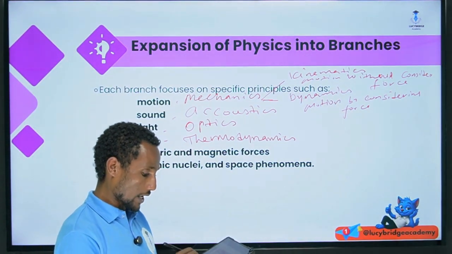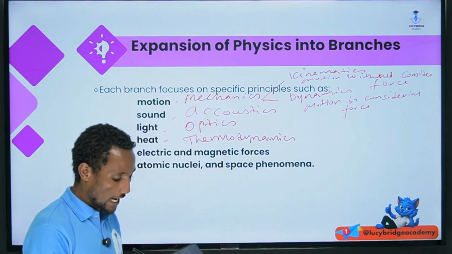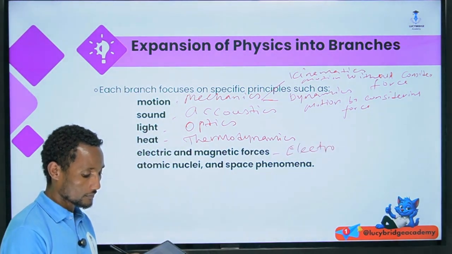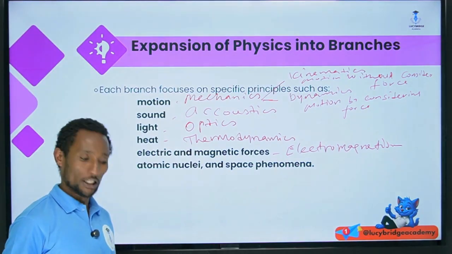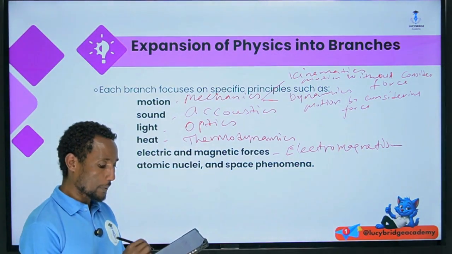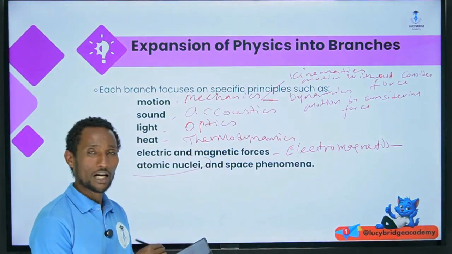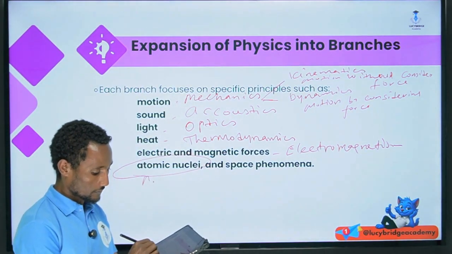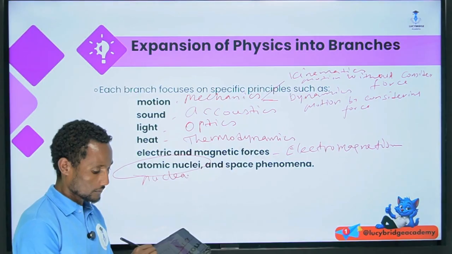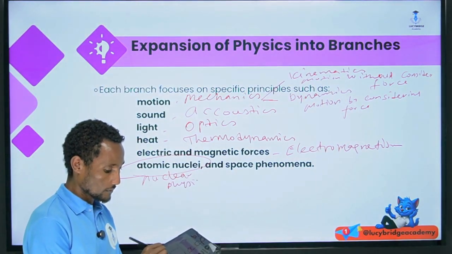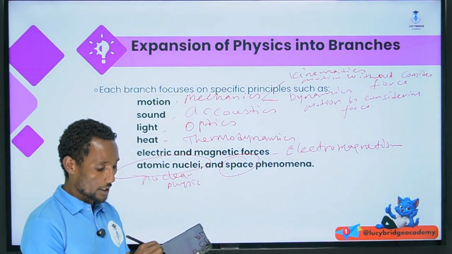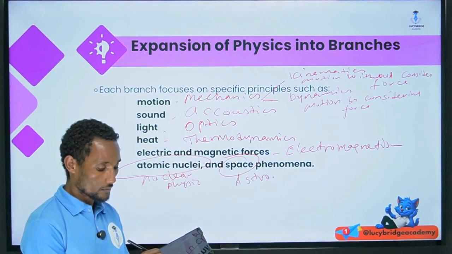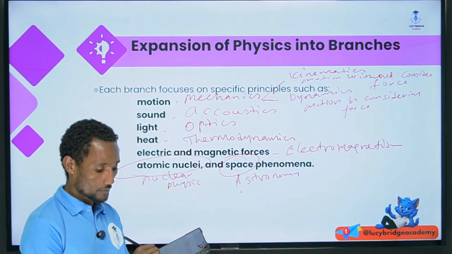Whereas electric and magnetic force is about electromagnetism. And atomic, nuclear, and space phenomena. Atomic and nuclear are about nuclear physics. Space phenomena is about what? Astronomy and cosmology.